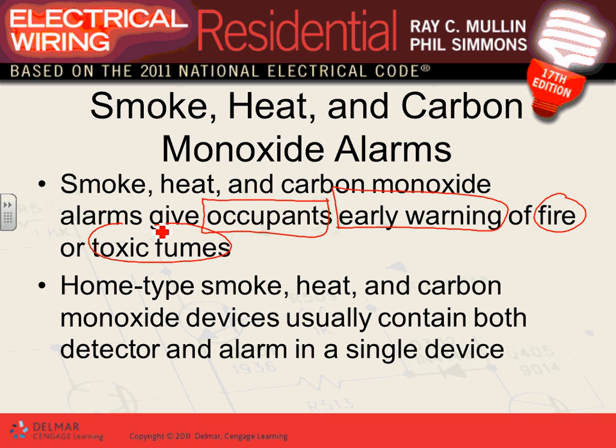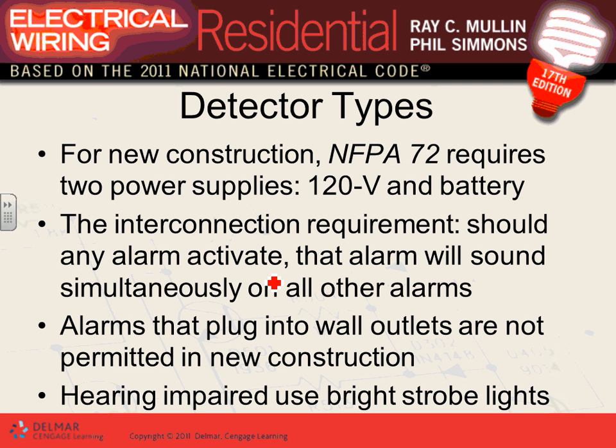They usually contain both detectors and alarms in single units. That's what we were just talking about, guys. The detector and the alarm in dwellings are home type smoke detectors that have the alarm and the detector in one single unit. Unlike in commercial, where the detector is right above your head and the alarm is right here. They separate them. Okay? So the alarm and the detector in dwellings, we put them all in one device.